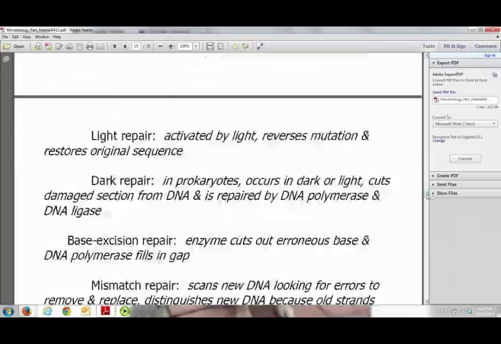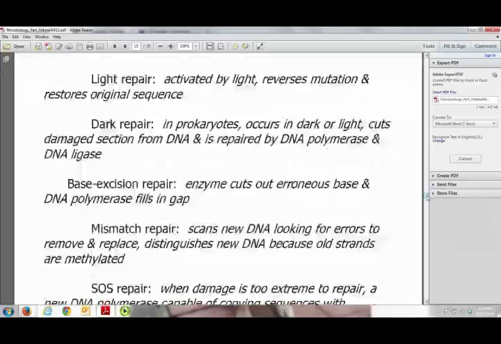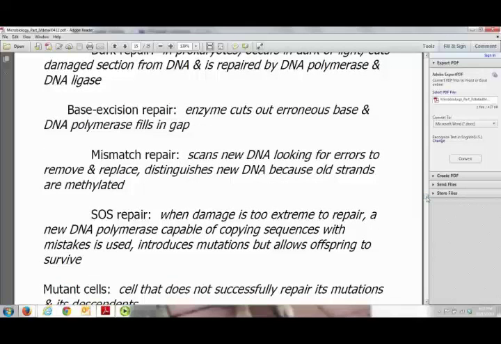Dark repair in the prokaryotes occurs in the dark or light. It's going to cut out the damaged section from the DNA, and it gets repaired by DNA polymerase and DNA ligase. With base excision repair, an enzyme will come along and cut out the erroneous base, and then the DNA polymerase enzyme will help to fill in the gap. With mismatch repair, this scans the new DNA looking for errors to remove and replace, and it distinguishes the new DNA because the old strands have become methylated.